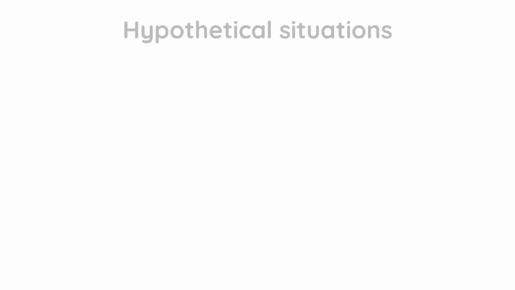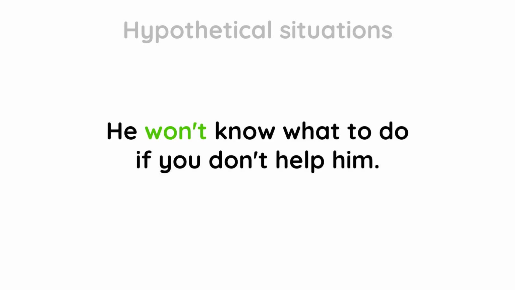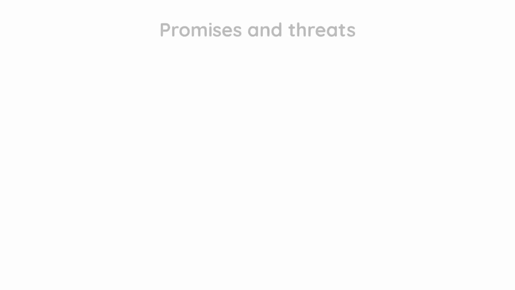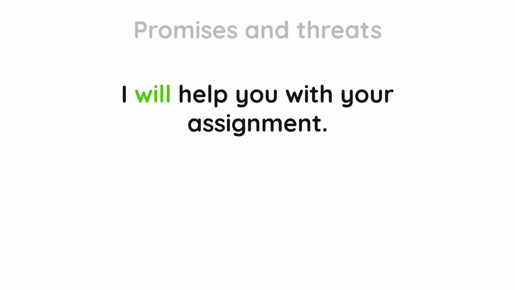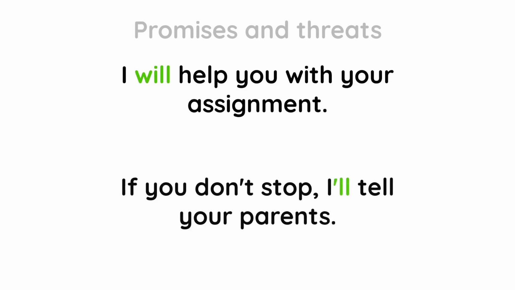It's also possible to use the future simple when talking about potential or hypothetical situations too. For instance, "He won't know what to do if you don't help him." Lastly, "will" can be used for promises and threats. For example, "I will help you with your assignment," or "If you don't stop, I'll tell your parents."